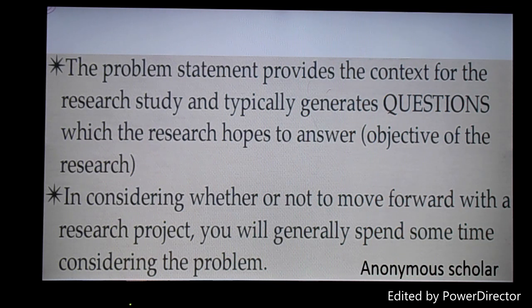I cannot tire repeating that. In considering whether or not you want to move forward with your research project, you will generally spend some time considering the problem. It is important to spend some time getting the right problem, framing it rightly before you go into the research. Otherwise, you stand a danger, a risk of reaching halfway and feeling like you want to start again.